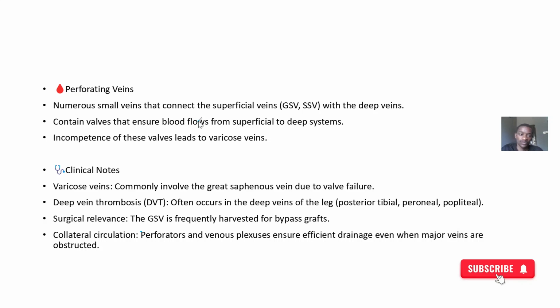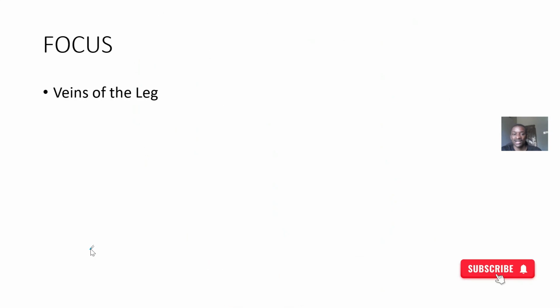You understand? So we learn about the veins of the leg because they are very important in varicose veins and deep vein thrombosis. They are surgically important, and they connect and form a rich blood drainage network along the leg.